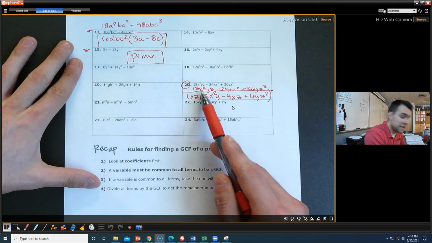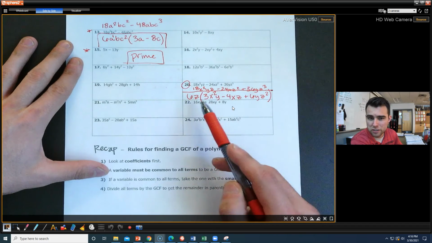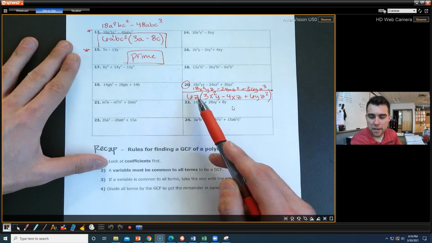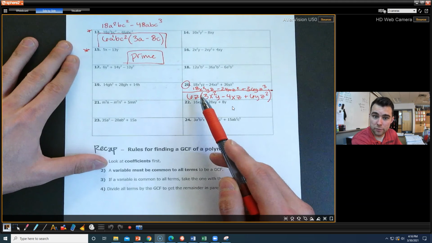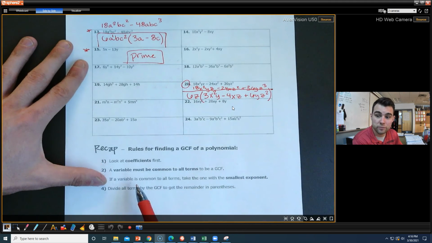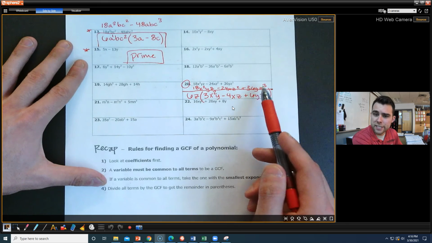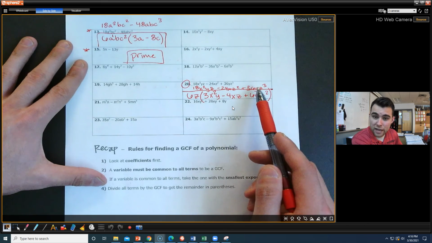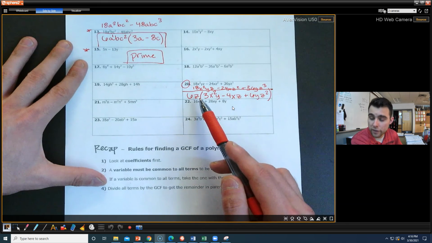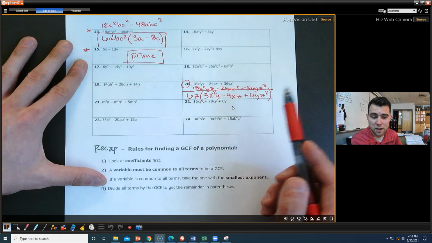I was looking at the x's and the y's, but it wasn't in common with all of the terms, so I couldn't factor out an x or a y. However, z was in common with all of them, so I was able to pull out a z. Now, if a variable, z, is common to all terms, take the one with the smallest exponent. So we had z to the first, z to the second, z to the third, and again, I followed that rule too. I pulled out a z to the first. That was the one with the lowest exponent, though they all had a z in common.